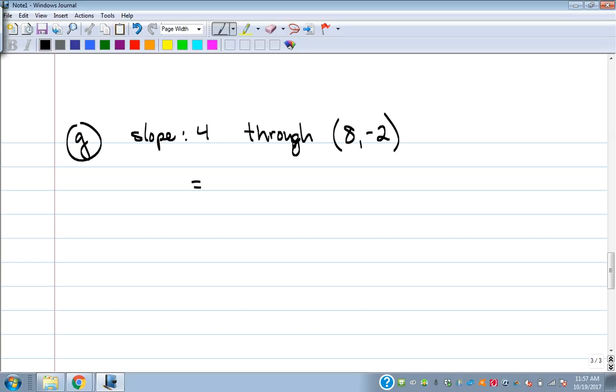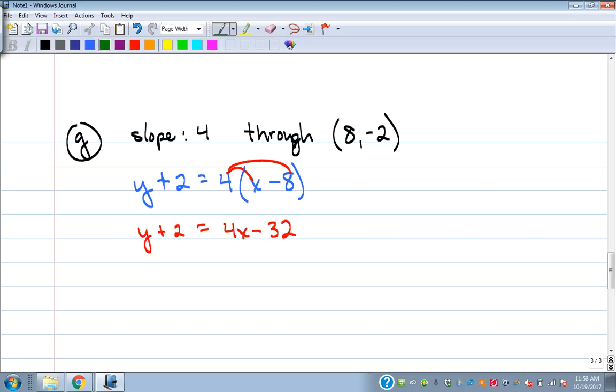So what's the left side of the point slope form for this one? Y plus 2, good, equals 4 times x minus 8. Good job. Why is it plus 2 right there? Double negative. That's exactly right. Okay. Now what do? Distribute. Again, we're going for standard form today. So that's 4x minus 32.